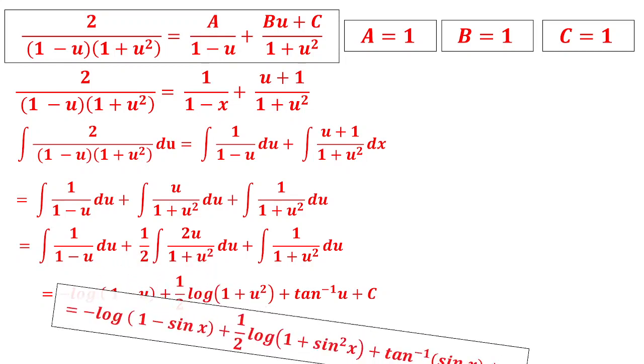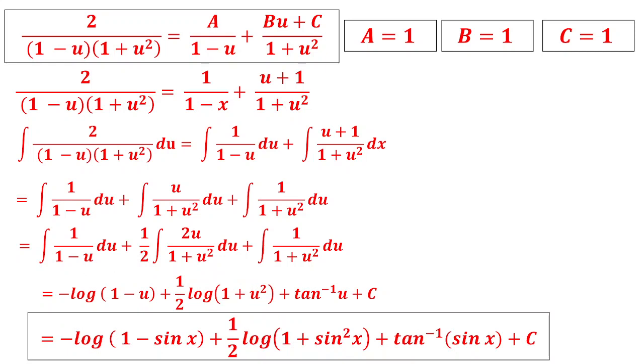What you have to do now? You have to do the resubstitution. Minus log of 1 minus sin x plus half into log of 1 plus sin square x plus tan inverse of sin x, because u is the sin x we started with. But it's a very simple problem. We did substitution, and the problem got reduced to a problem of integration by partial fractions.